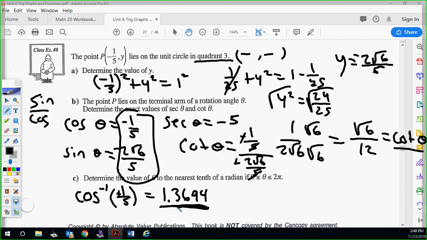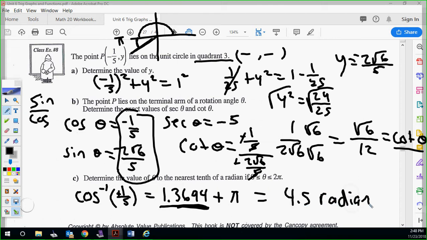So what that means visually is, we're in quadrant 3, and you figured out this measurement. So we need to add what to it? In radians, if you said 180, you're right, but we want radians, so we want pi. So you want to add pi to this value to get the complete angle. Okay, and so when we do that, it gives us the value of 4.5 radians.